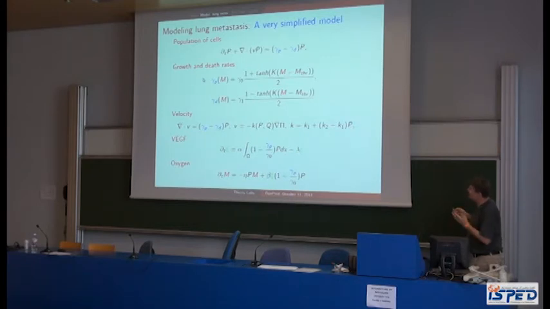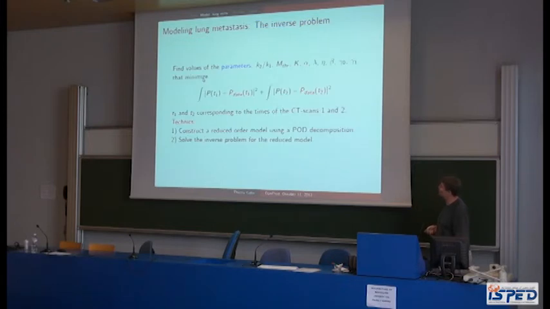Okay, and so this system, you can check that this system is closed. If you know N, you can compute P. Once you know P, you can compute the velocity V. Once you know V and P, you can compute psi and N, and again, you can go back to P. Okay? So that is exactly the way we compute the solution.